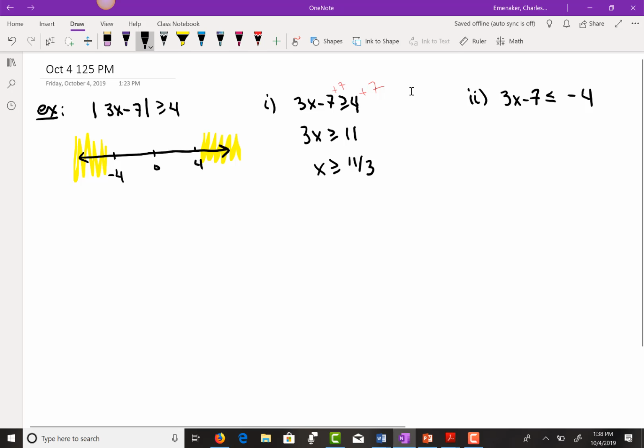For the second part of this, we're going to add 7 once again. And notice when you're adding 7, we don't even think about flipping the inequality. It's only if you multiply or divide. What this will give us then is this 3x less than or equal to 3. Everybody good with that? Which then gives us x less than or equal to 1.